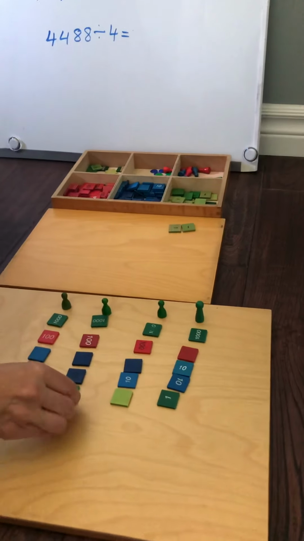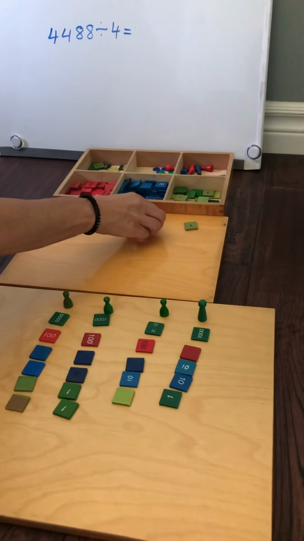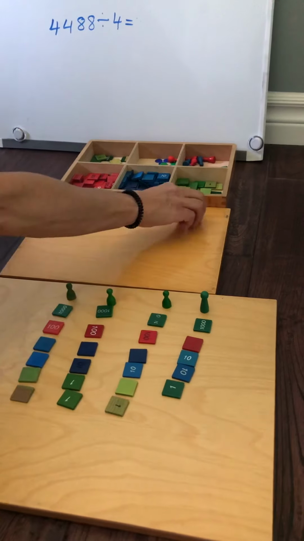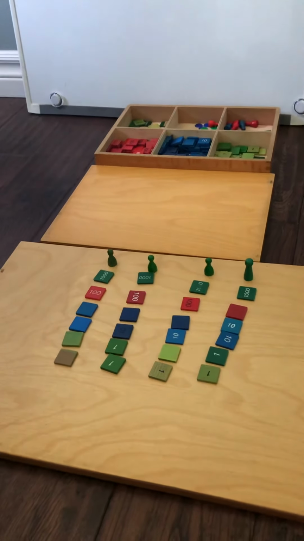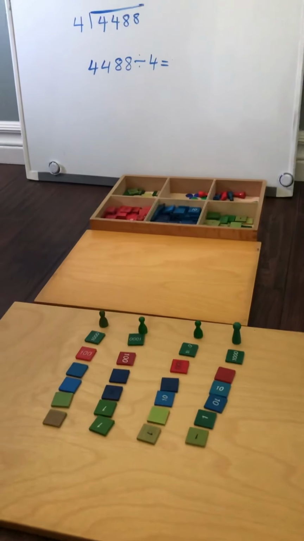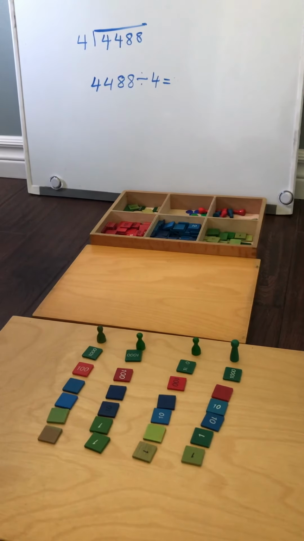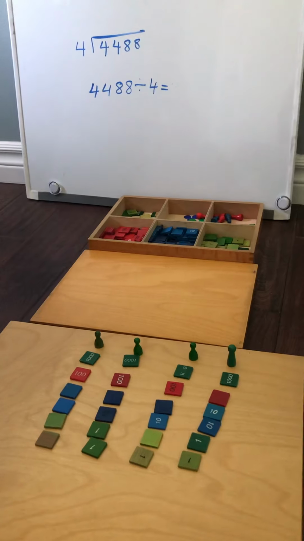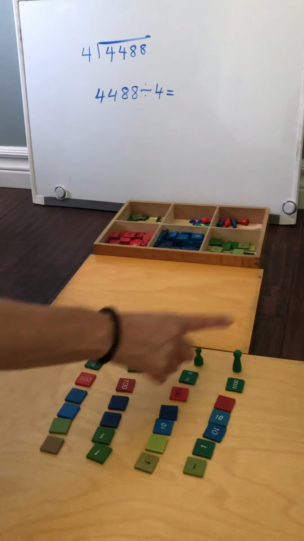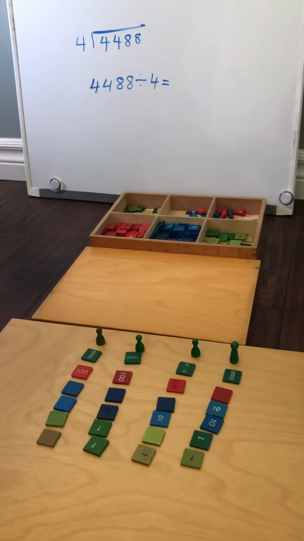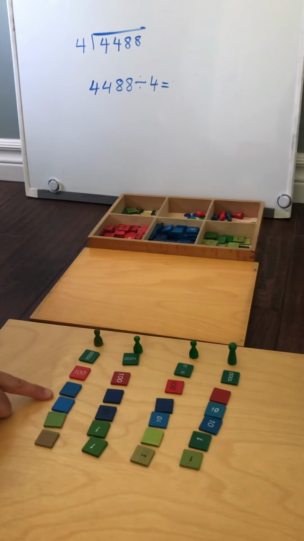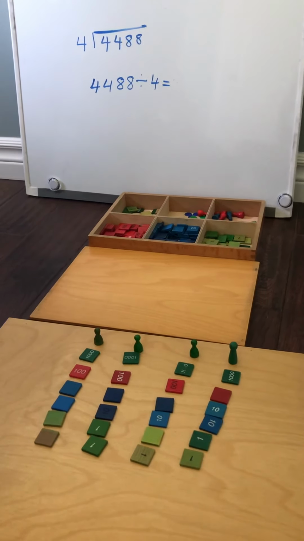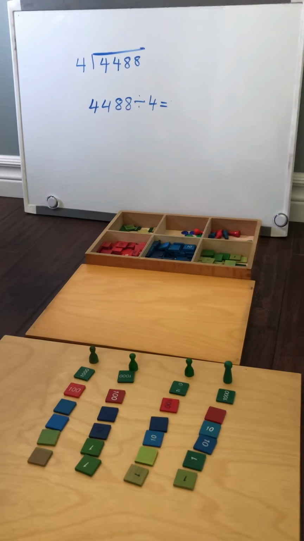Sometimes you might have something left, and if you've got something left that you can't share, then you know that's called your remainder. But in this case, we don't have a remainder. So we had 4,488 Pokemon cards, and we shared them equally between 4 albums. One album, another album, another album, another album. And each album got 1,122 Pokemon cards. Wow, that's a lot of Pokemon cards.